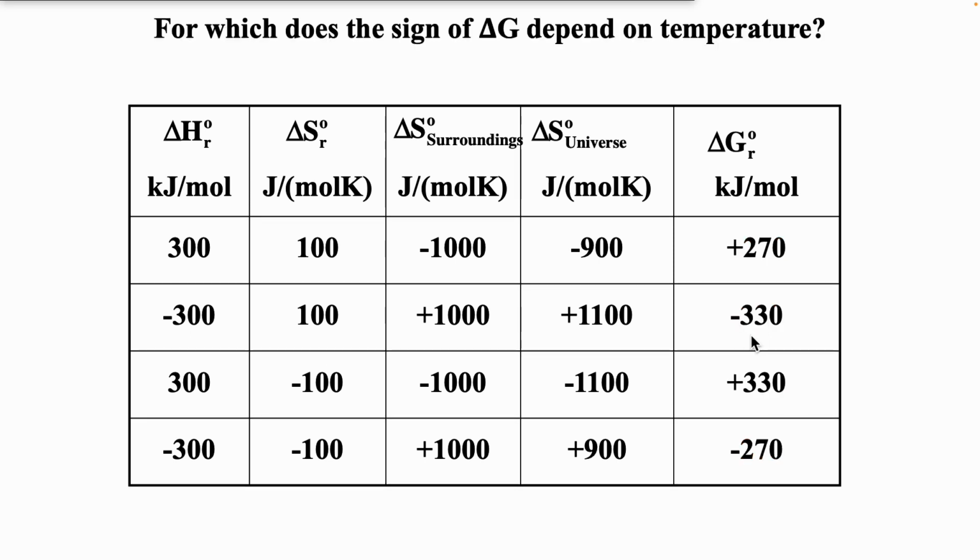And so we can ask some questions about our table. For which reactions does the sign of delta G depend on temperature? The easiest way of remembering is just if delta H and delta S have the same sign, then whether or not the reaction is spontaneous will depend on temperature.